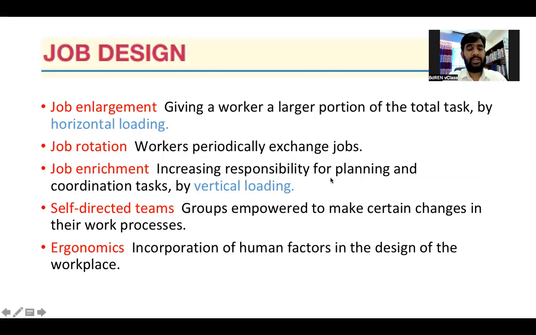So first, job design. You have some idea from your human resource management course. There are several job design systems. The operations managers also follow the same job design systems. Job enlargement: sometimes they increase the volume of jobs. It is also known as horizontal loading. That means you are doing some job, and some more tasks will be added to your existing job. This is known as job enlargement.